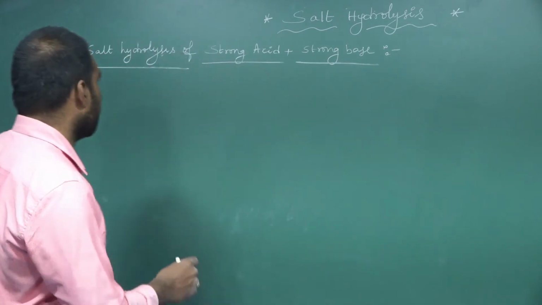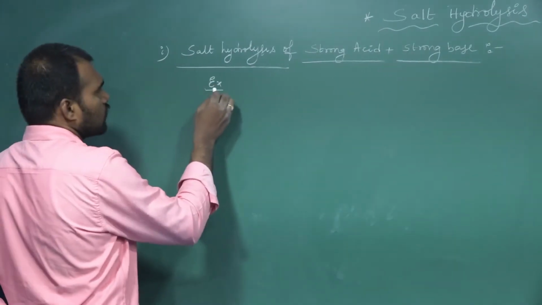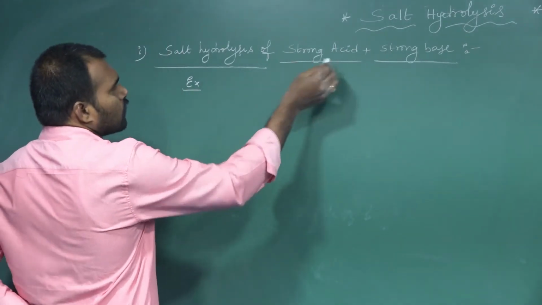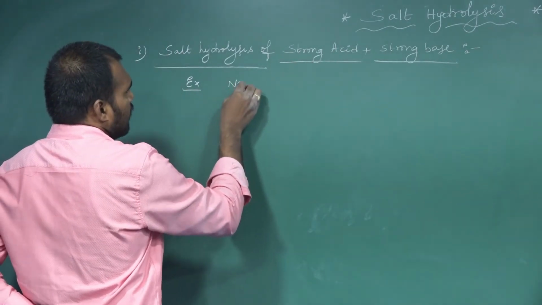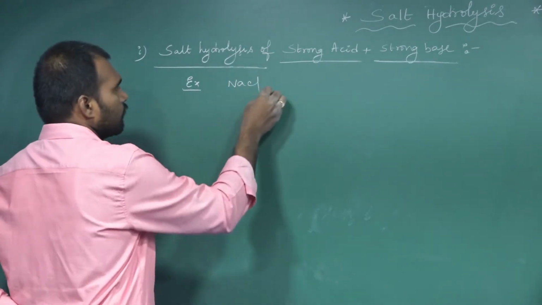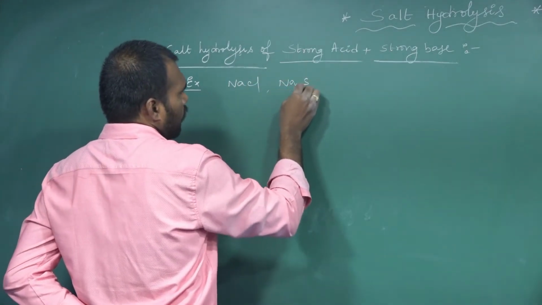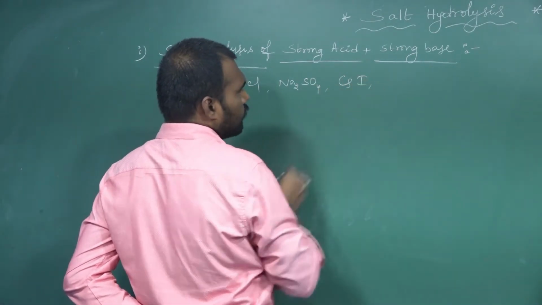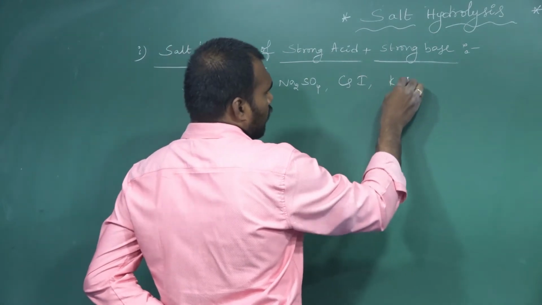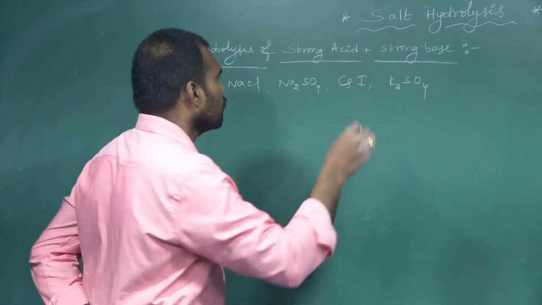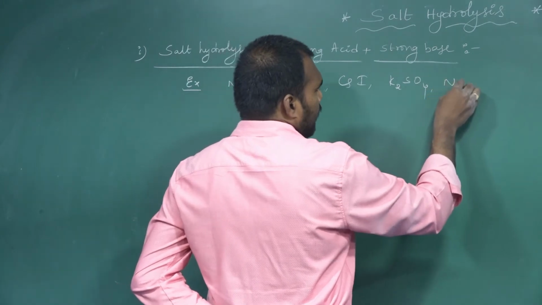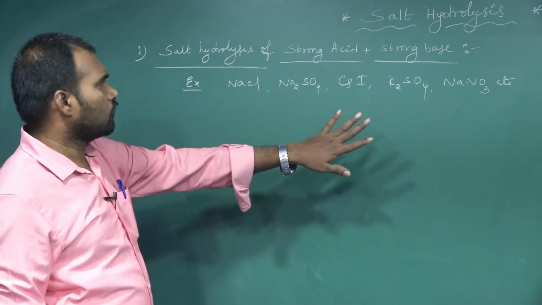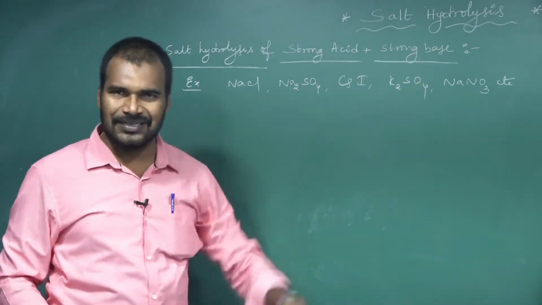So let us take a few examples of salts which are from strong acid and strong bases. So that is NaCl, Na2SO4, and cesium iodide, K2SO4, NaNO3, etc. So these all are the salts which are formed by the strong acid and strong base.